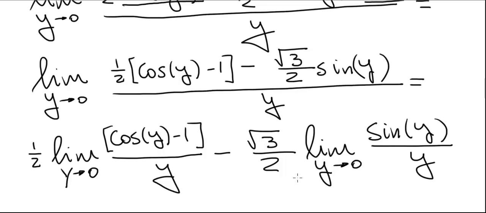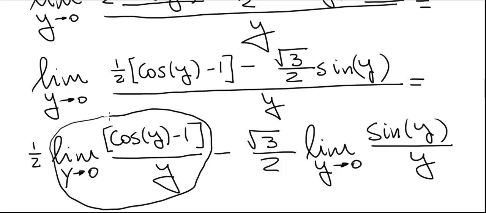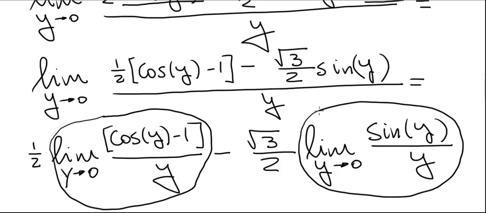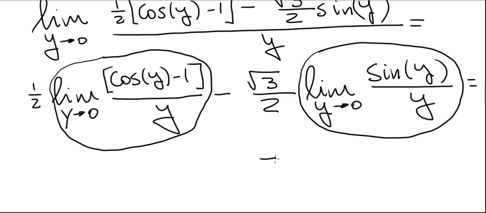Now, these are results 1 and 2. This limit I'm circling now goes to 0. This was derived in an earlier video, so if you are not sure how to do that, you can look that up. And of course, this was also derived in an earlier video. This is the limit of y going to 0 of sine y over y. That limit is equal to 1, so that gives us our final answer, 0 minus square root of 3 over 2, which is minus square root of 3 over 2.